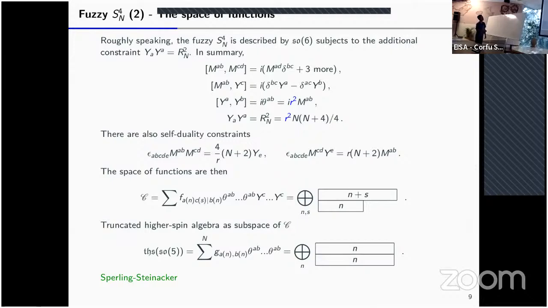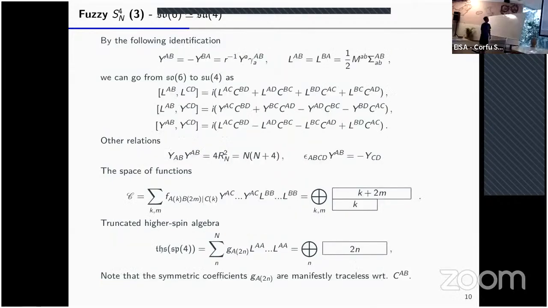Besides these relations, we also have what are called the self-duality constraints. Using this constraint, we can write the space of functions in terms of higher spin modules that are polynomial in terms of theta and y, and they have the following Young diagrams. In this space of functions, we look for the truncated higher spin algebra, a subspace of this curly C. This truncated higher spin algebra contains higher spin modules which are polynomial only in terms of the symplectic structure theta. This was previously studied by Marcus and Harold.